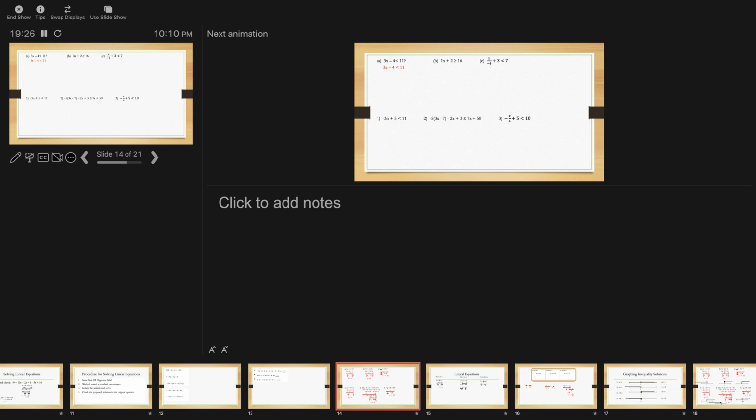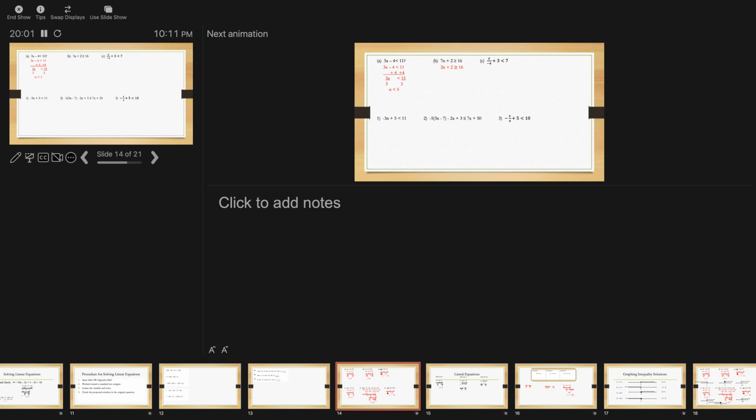Okay, so for letter A, we're going to do 3x minus 4 is less than 11. Adding 4, 3x is less than 15. Dividing by 3, x is less than 5. Is 5 a solution to this particular problem? No, it is not. The number has to be strictly less than 5. 5 is not less than 5. So 4 works, 4.5, 4.999, negative 30, negative a billion, but not 5. Neither does 6 or 7 or any number above 5.